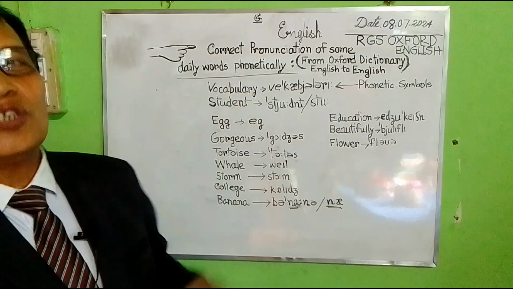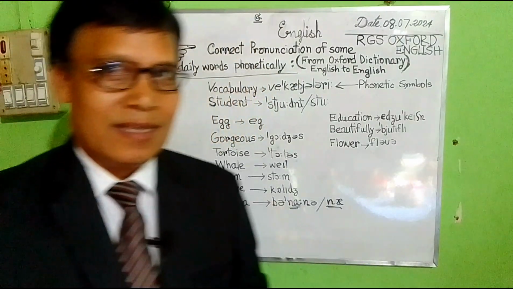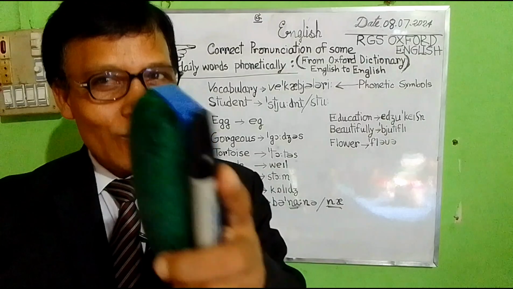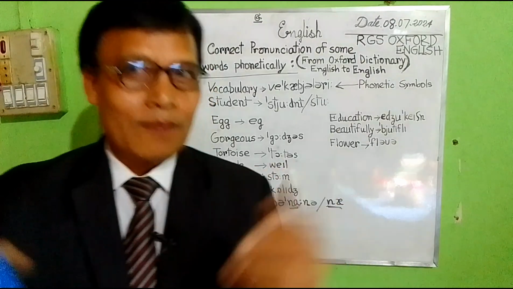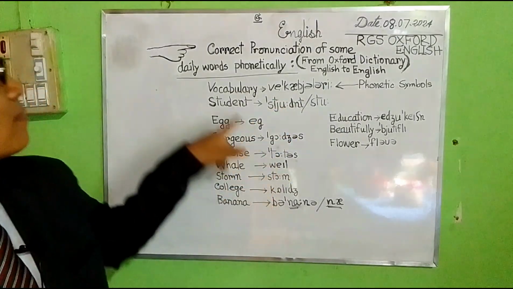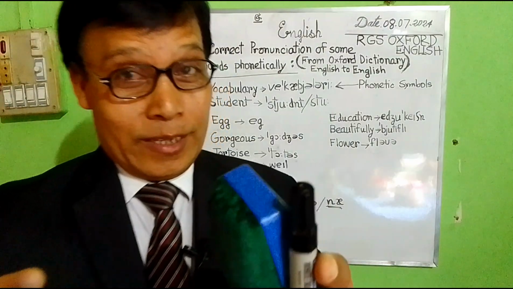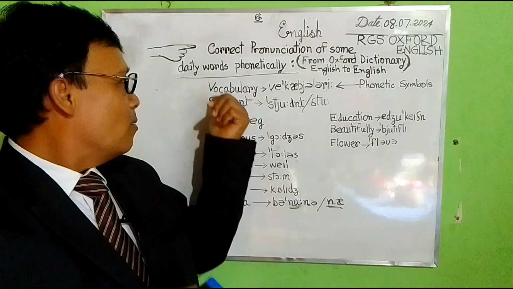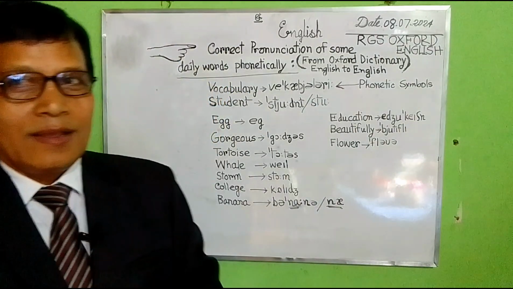So I would like to show you some words here and the correct pronunciation of the words. You see here, vocabulary. We mispronounce the word vocabulary. Actually, it is not vocabulary at all. You see here the symbols. Actually, we pronounce it in this way according to the spelling syllables, vocabulary. Actually, it is not right at all.